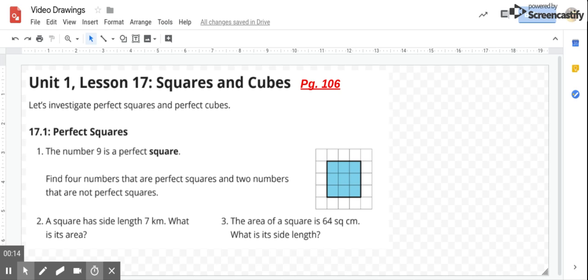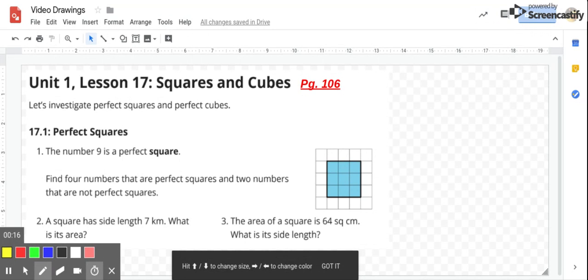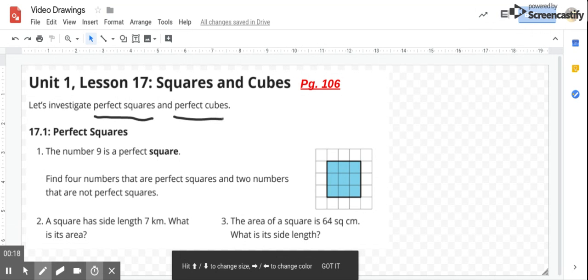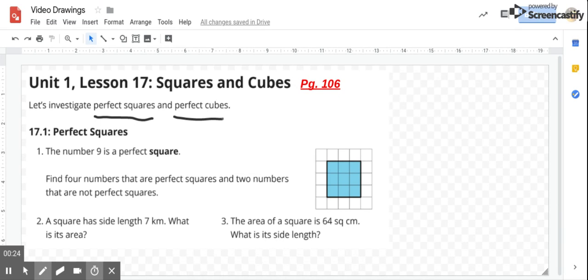Hopefully you're all opening your workbooks to page 106, which is Unit 1, Lesson 17, Squares and Cubes. So today we're going to be investigating what are perfect squares and what are perfect cubes, okay? So we're at the top of page 106. Let's read the first one. The number 9 is a perfect square.